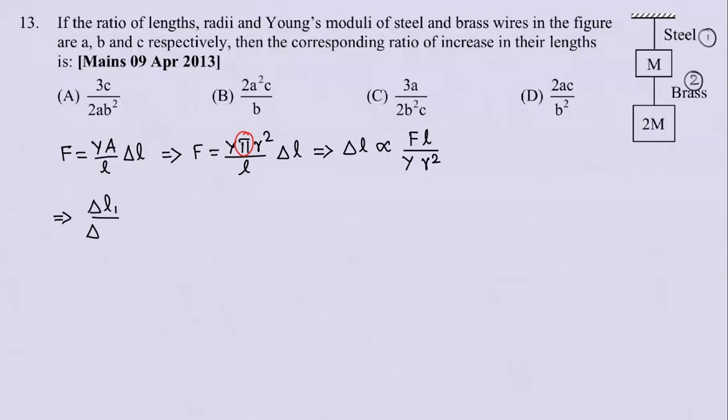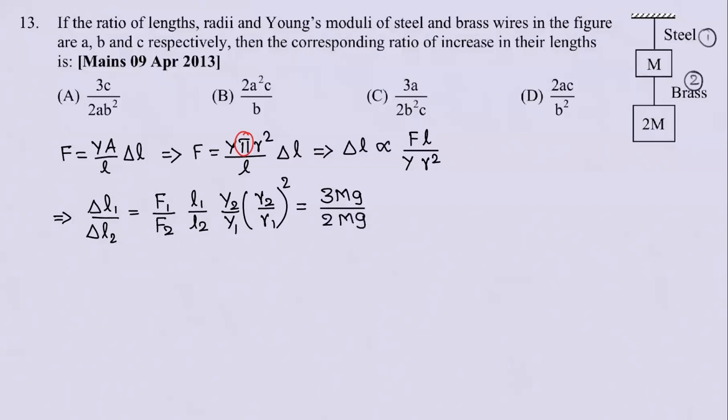After that, we go for the standard. Delta L1 by delta L2 is equal to F1 by F2, L1 by L2, Y2 by Y1, R2 by R1 whole square. I think job done. F1 is 3 mg, F2 is 2 mg. This is the point you need to understand. You will get this only by mechanics. The steel wire has to take the load of 3 mg. That's a key idea. The ratio of length is A.